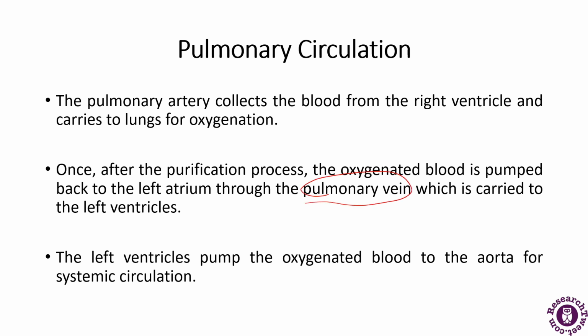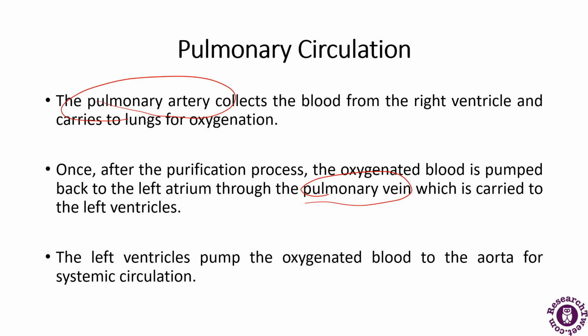I was telling you that the pulmonary vein here will carry the oxygenated blood and the pulmonary artery will carry the deoxygenated blood. Now the left ventricle pumps the oxygenated blood to the aorta for the systemic circulation. So this is how the process goes on, the systemic circulation and the pulmonary circulation.